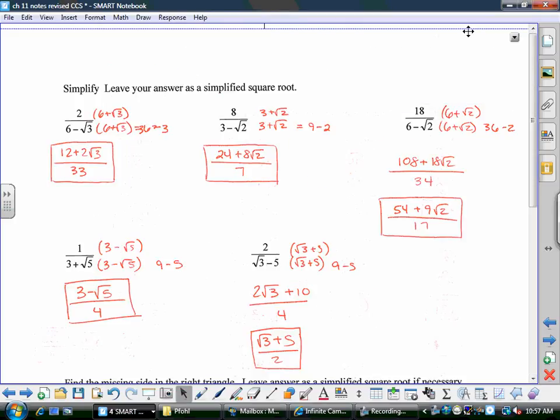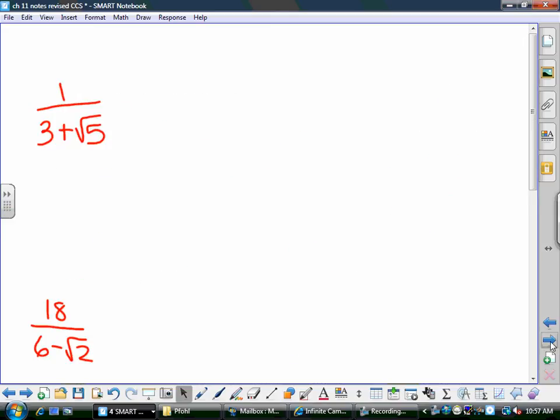So let's go over some questions from this side of the worksheet. Like this one, 1 over 3 plus the square root of 5. When it's a 3 plus square root of 5, you can't get rid of it by just multiplying by the square root of 5 over square root of 5. That doesn't work. What does work is multiplying by the conjugate.